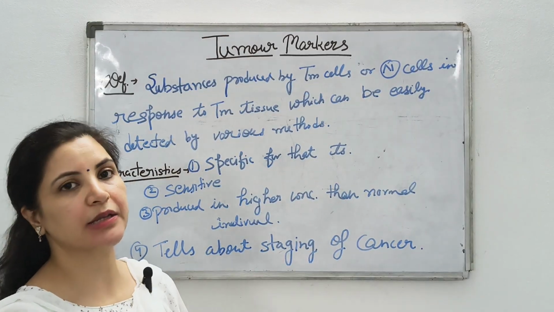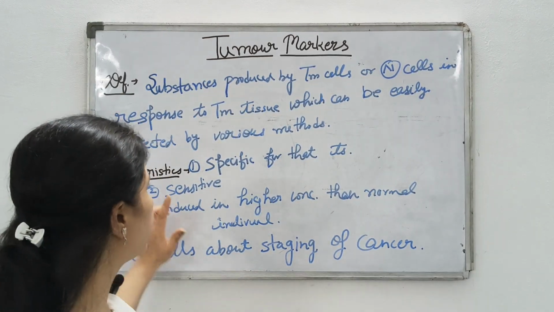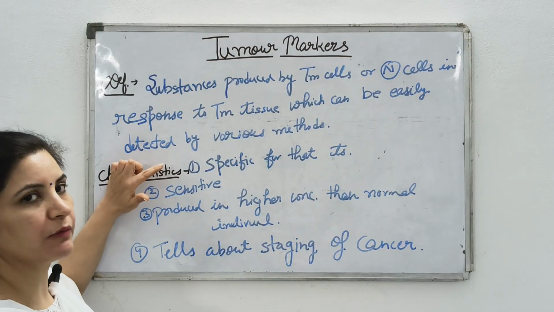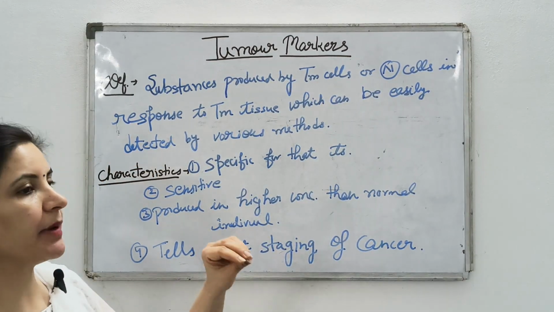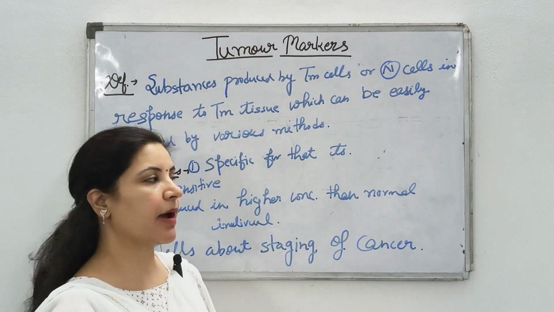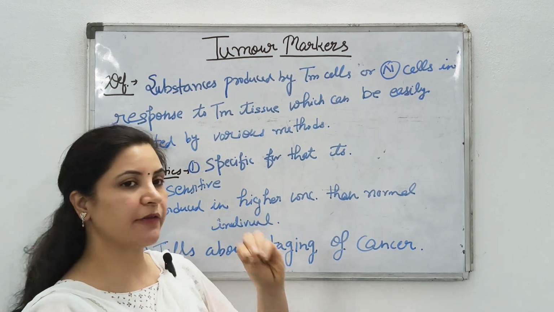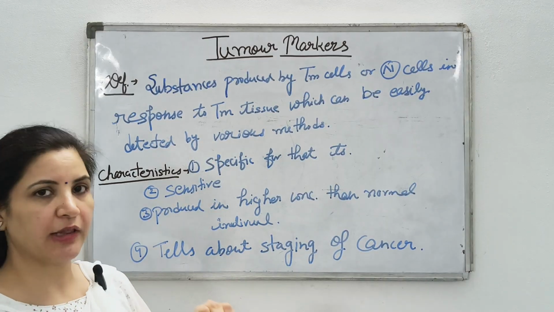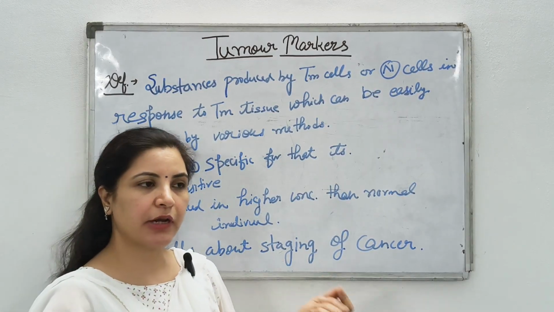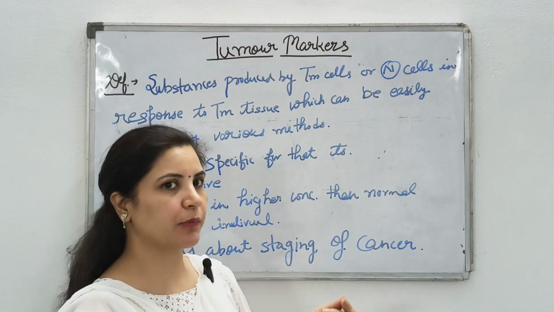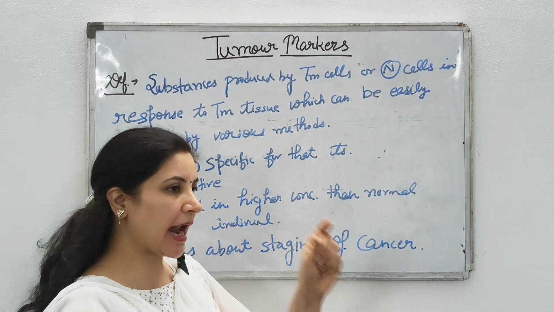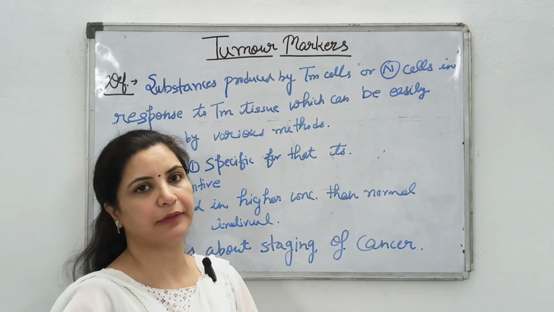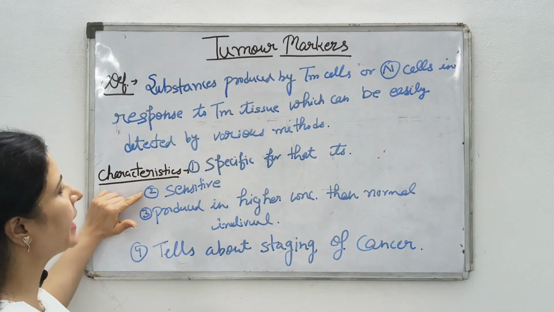Now what are the characteristics of the ideal tumor marker? First, it should be specific. What does this term mean? Specific means that if you detect that tumor marker, it is significantly present in that tissue, so the marker is specific for that tissue. For example, if you are detecting PSA, prostate specific antigen, then that is specific for the prostate gland.